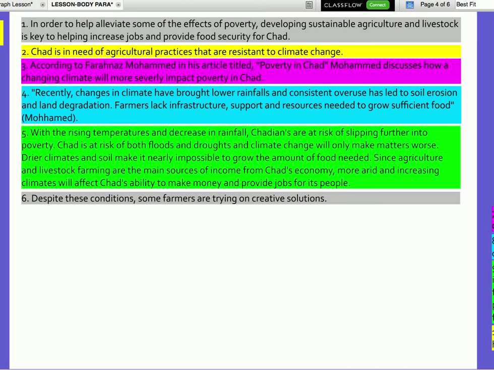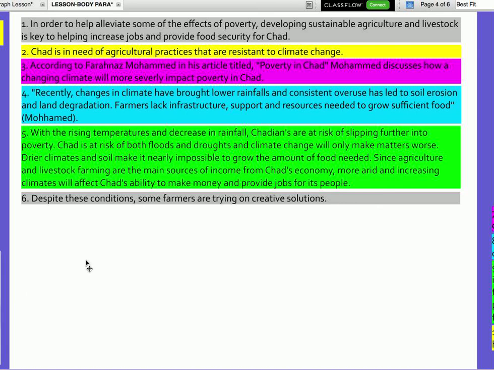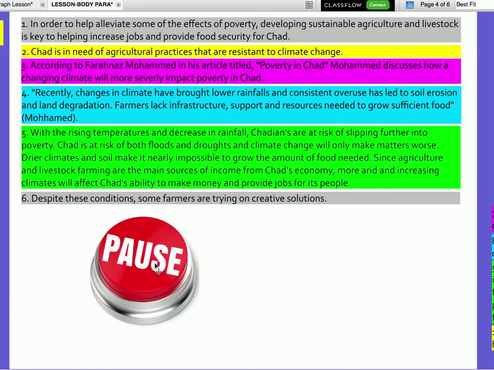Then I'm going to go through that process again. Actually, you know what? I totally forgot to have you pause. So I'm going to have you pause. I'm going to have you write your explanation, and I'm going to have you write your transition sentence. So go ahead and do that right now.